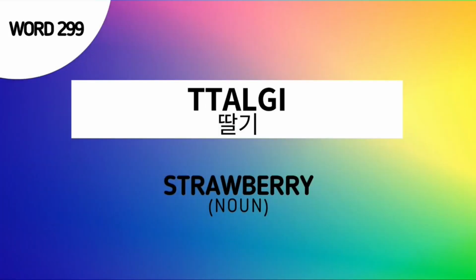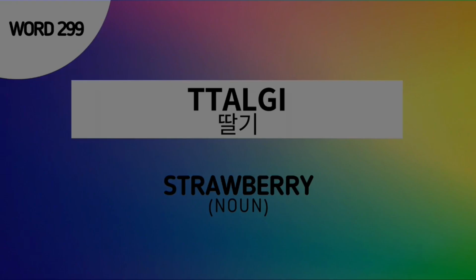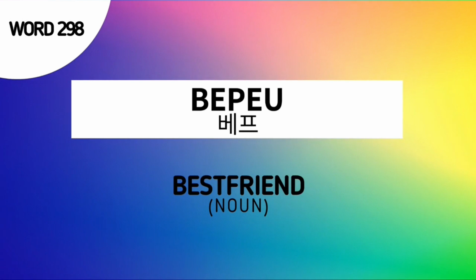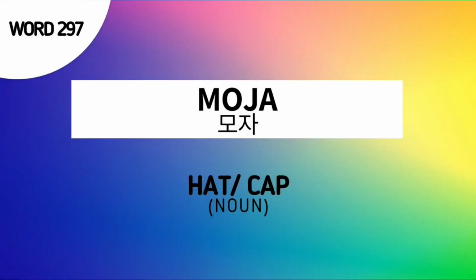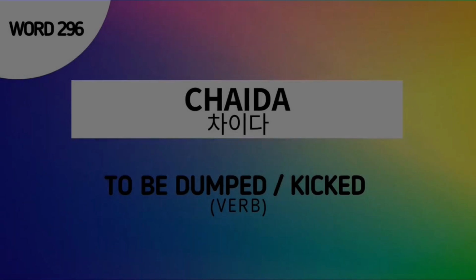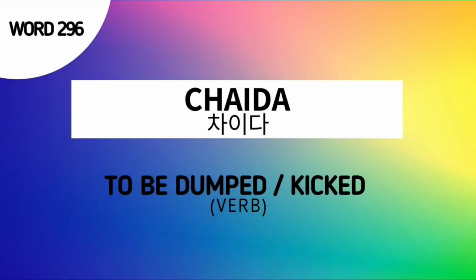Next word is 딸기, which means strawberry. Next word is 베프, which means best friend. Next word is 모자, which means hat or cap. And the last word for our review is word number 296, 차이다, which means to be dumped or kicked.